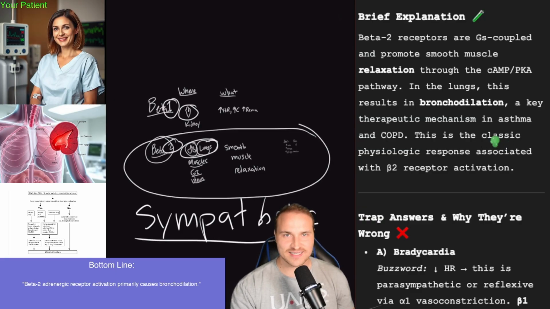And the answer is the beta-2 effect. Remember the lungs, remember asthma. So beta-2 relaxes smooth muscles. The lungs, bronchodilation. The GI, there's less motility. The uterus stops contractions. The blood vessels have vasodilation. It tells the muscles to chill out.